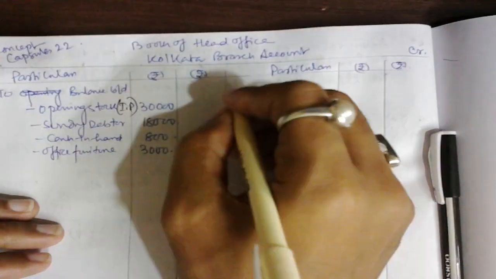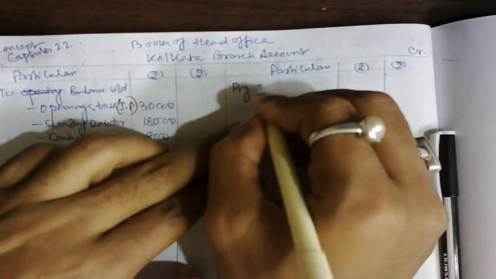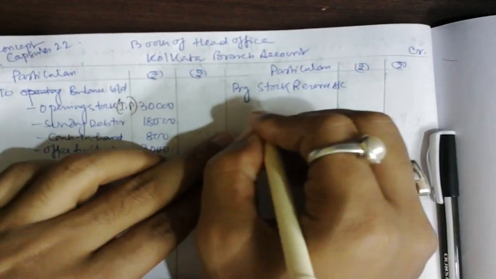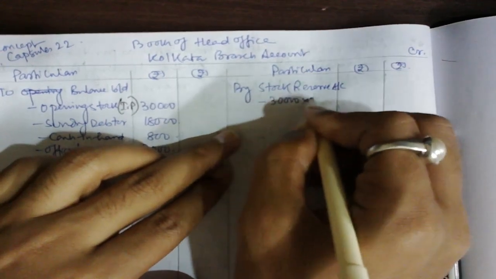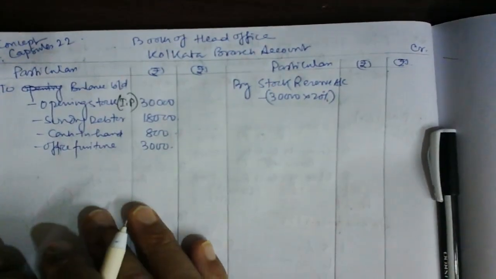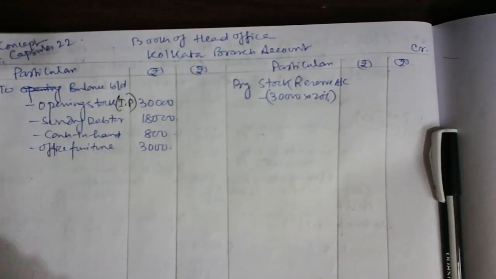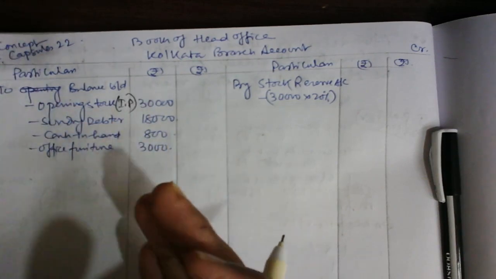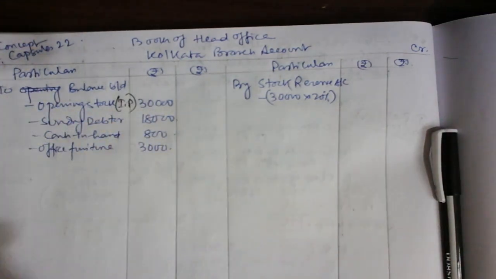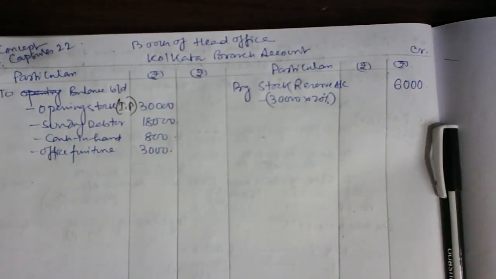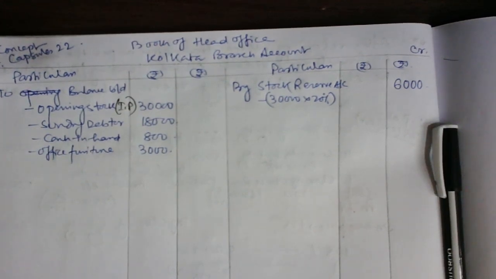So can I write here By Stock Reserve, 30,000 into 20%. Why did I take 20% directly, sir? Because it is given as invoice price, and they already informed you that it is 20% on the sale price. So 20% of the sale price means 20% of the 30,000. So it means 6,000. Got it? 20% on the invoice price. Here your invoice price is 30,000. So 20% on that 30,000 means 6,000. That is done, sir.